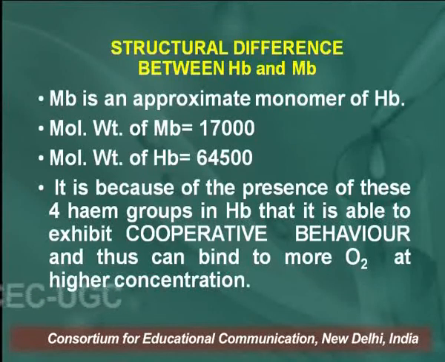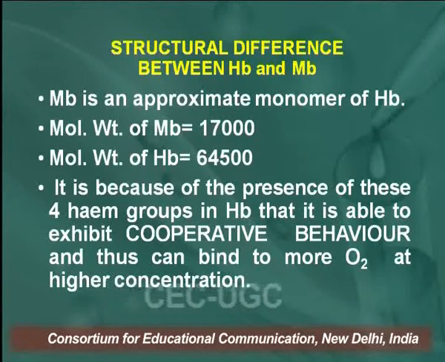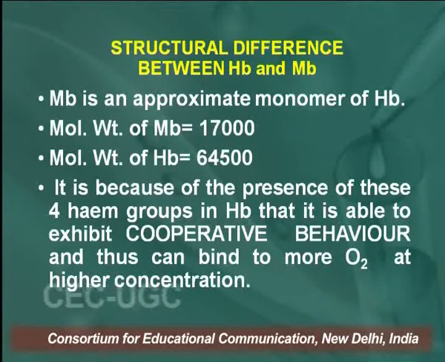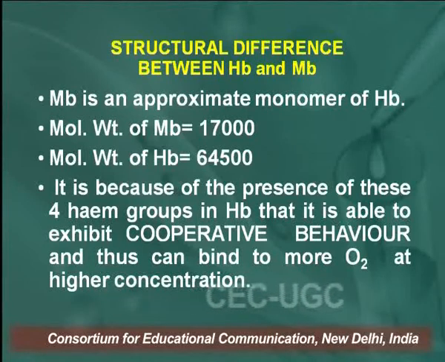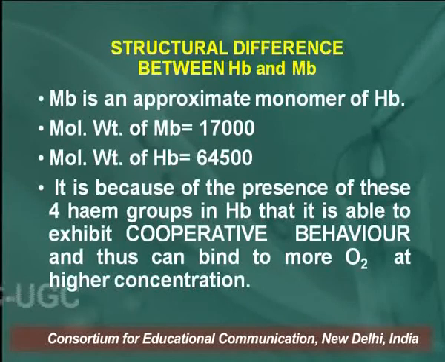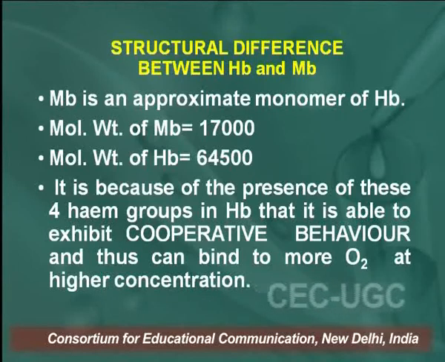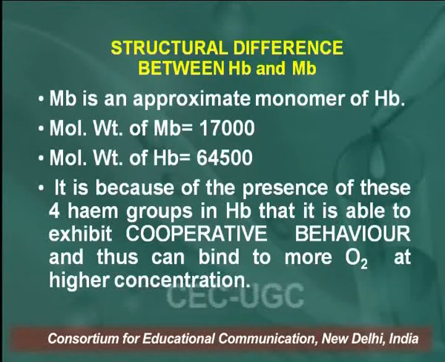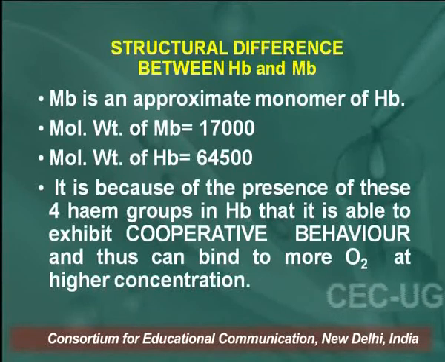It is because of the presence of the 4 heme groups in hemoglobin that it is able to exhibit the cooperative behavior and thus can bind to more oxygen at a higher concentration. So, in the lungs, where the concentration of oxygen is high, hemoglobin has a tendency to bind to more and more oxygen molecules till it gets its quota of 4 oxygen molecules at a time, and this is because of the fact that hemoglobin exists as a tetramer.